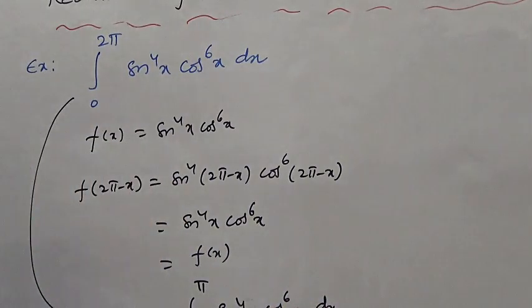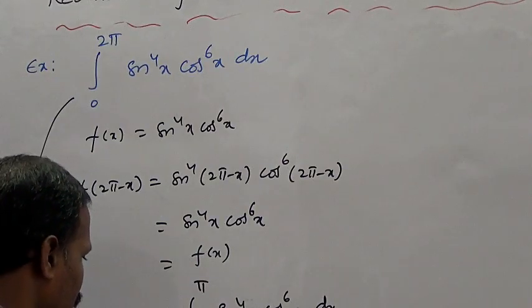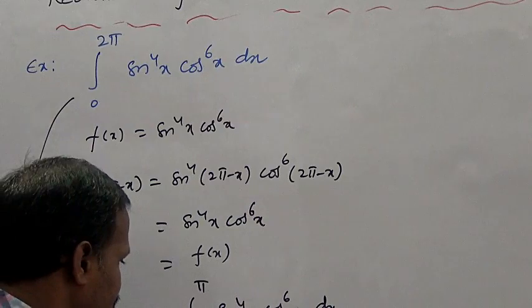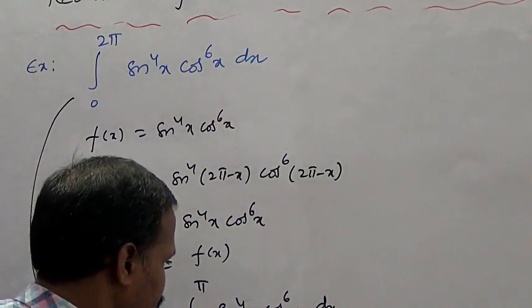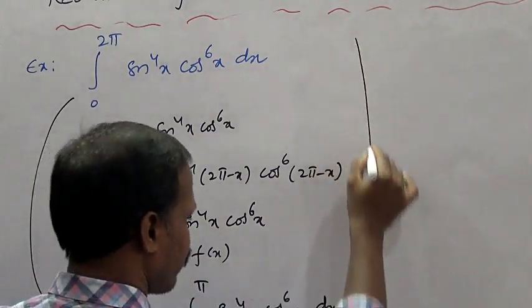dx. Now again this can be written as 2 into integral 0 to 2 into pi by 2 sin power 4x cos power 6x dx.